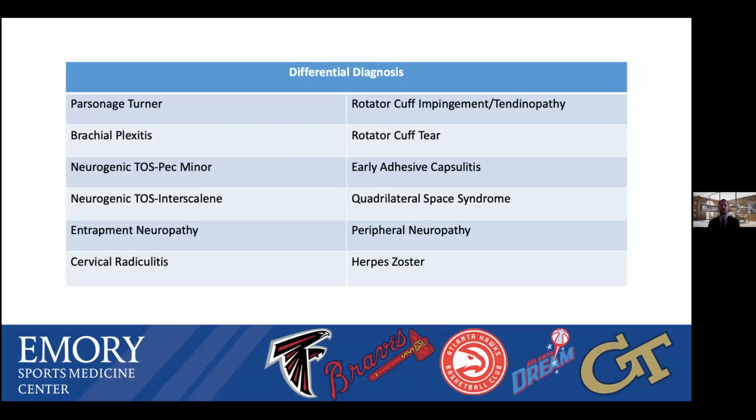So at this point, our differential was very broad. We thought about Parsonage-Turner given its acute onset, but she didn't have any recent viral illness or infection, and she wasn't weak at this point. What about brachial plexitis or neurogenic TOS, possibly entrapment neuropathy? But then, common things being common, about cervical radiculopathy, and we wanted to look at the cuff to look for impingement or tearing. We thought about some other aspects as well, but the ultrasound was going to guide where we were going further.